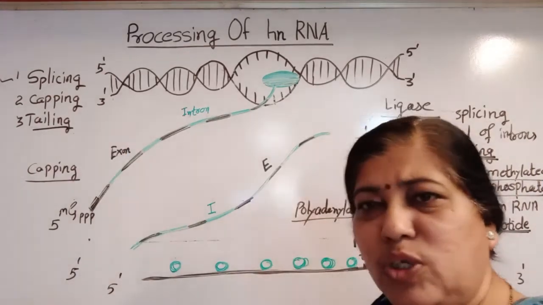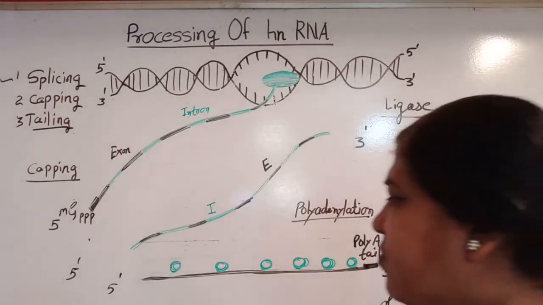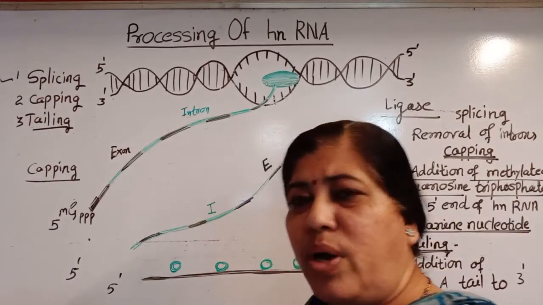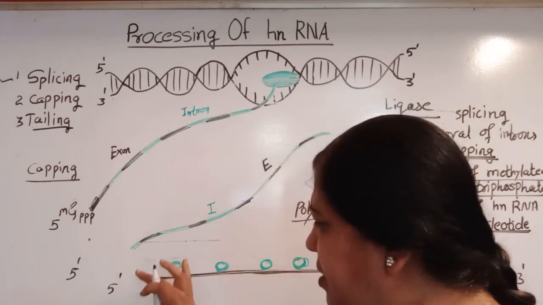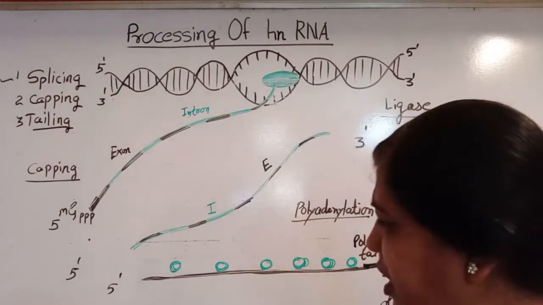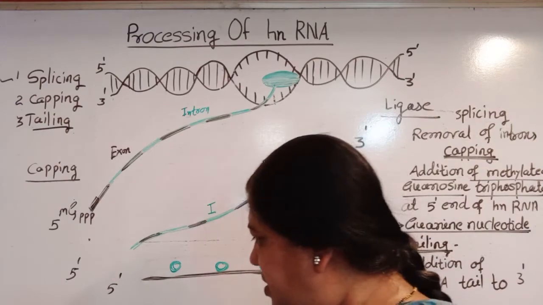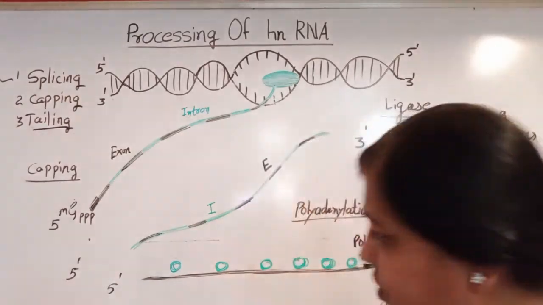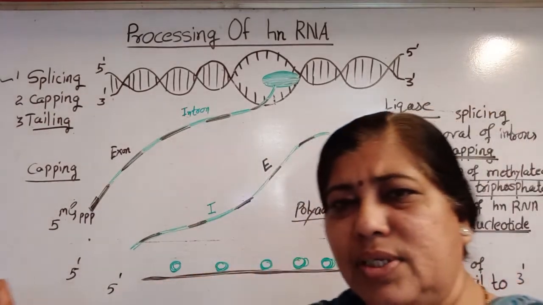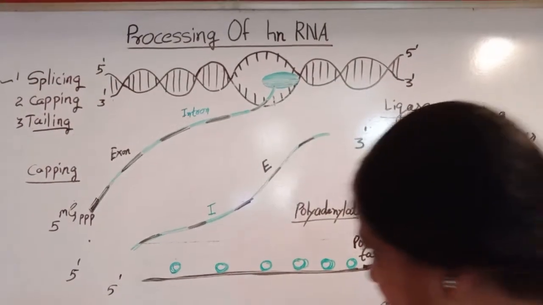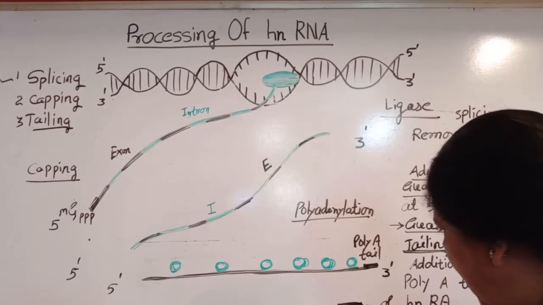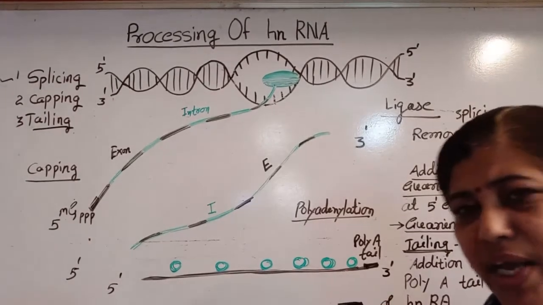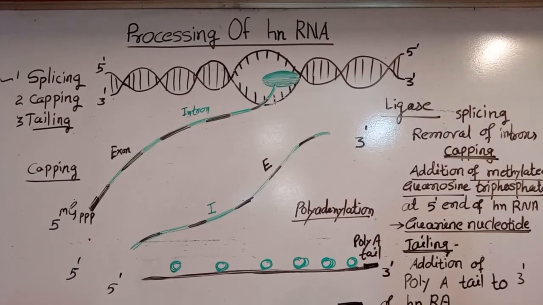Methylated guanosine triphosphate is a modified guanine nucleotide, and it prevents breaking of this RNA, and it helps this RNA to transport from the nucleus to the cytoplasm. And tailing means addition of poly-A tail to the 3 prime end of hnRNA.